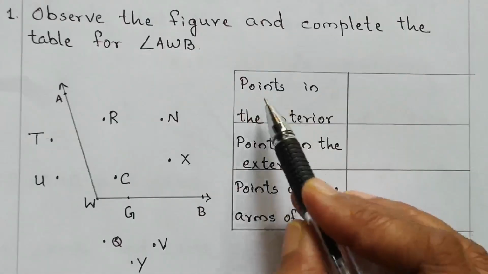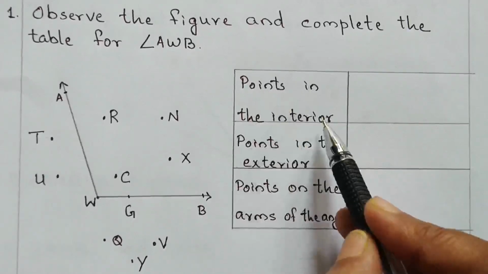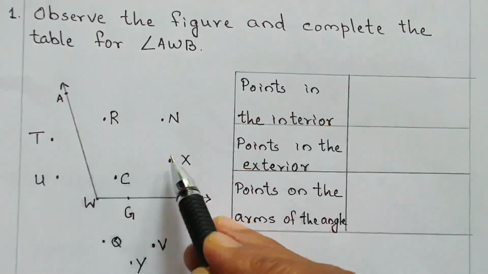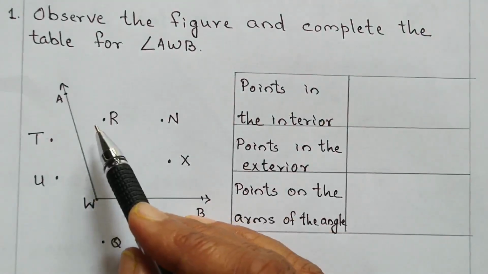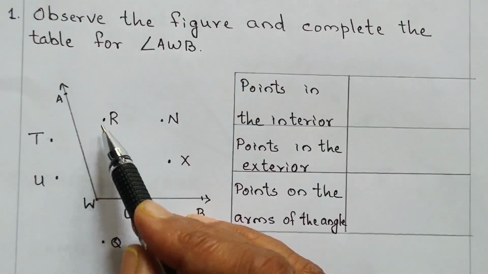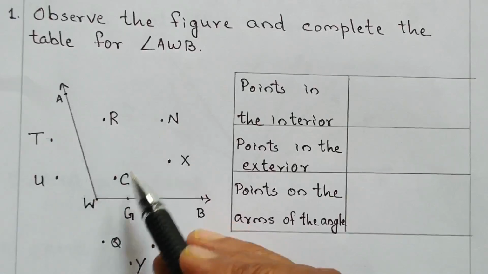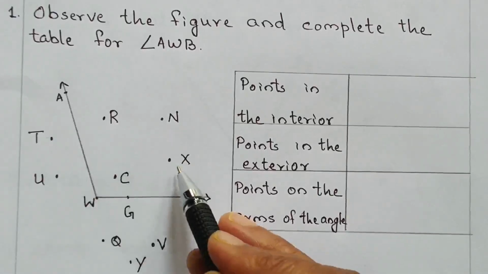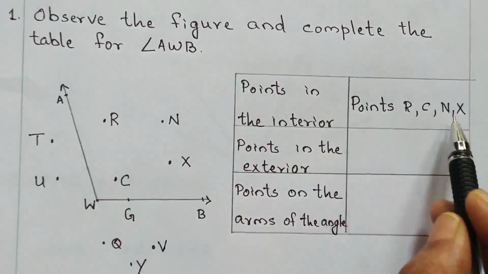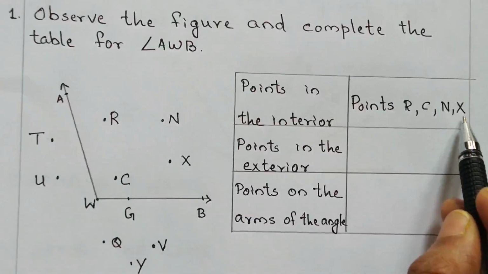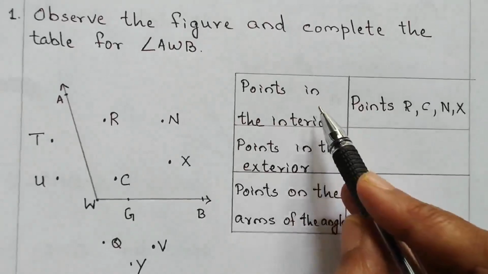So let's try the first one, points in the interior. Now this is the interior of the angle. What are the points inside the angle? Yes, point R, point N, C and X. So you can write the answer, points R, C, N and X. These are in the interior.